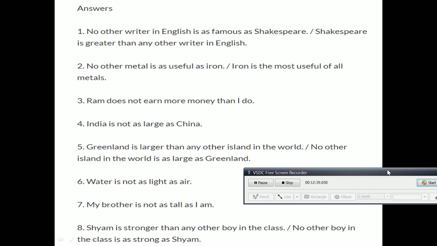We're going to stop here. You'll have to go through it and you'll have to revise it and try to do the exercises.